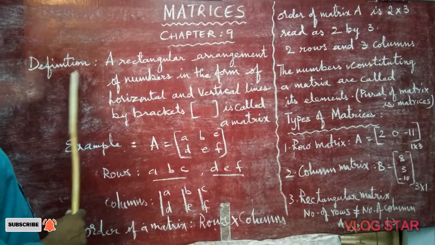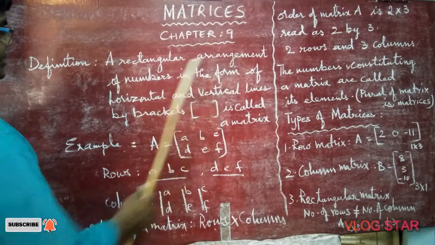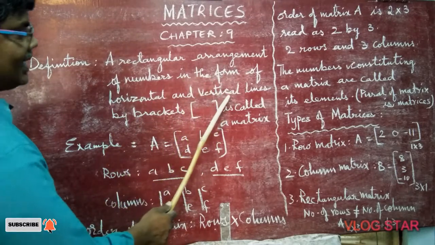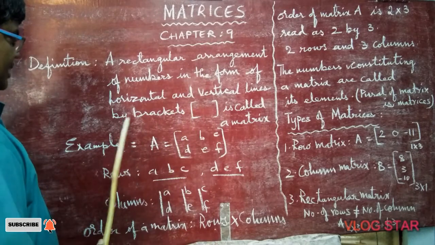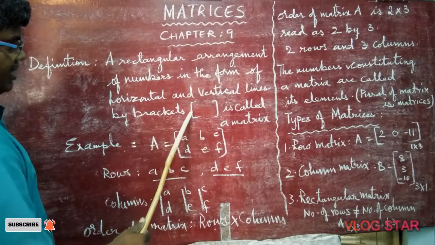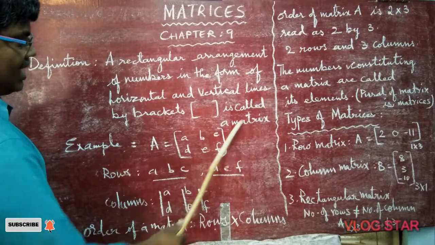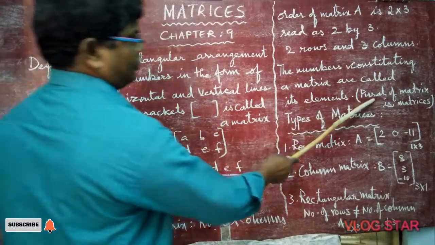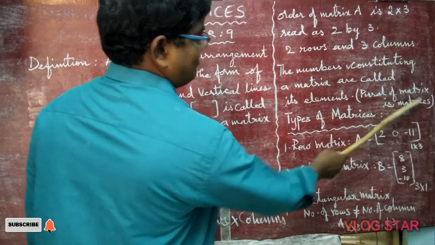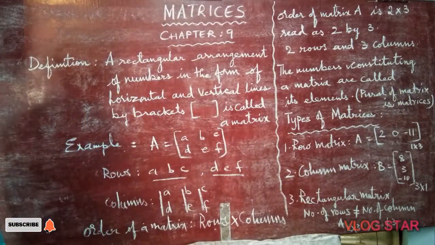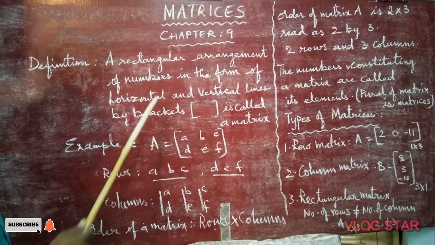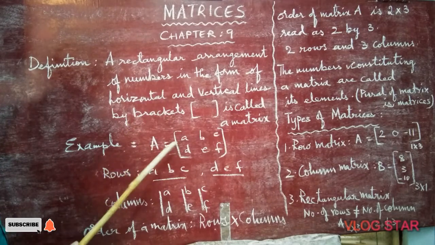Definition of a matrix: a rectangular arrangement of numbers in the form of horizontal and vertical lines, enclosed by square brackets, is called a matrix. The plural of matrix is matrices. Singular is matrix, plural is matrices. Now I am giving an example about this definition.